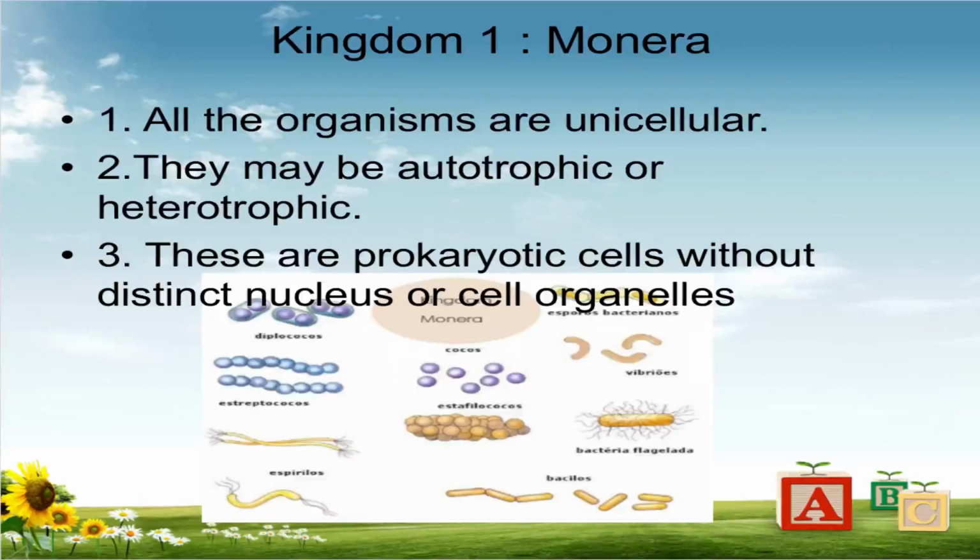Now one by one we see in detail the characteristics of all 5 kingdoms. Kingdom 1, Monera. In Monera, all living organisms are unicellular, and they may be heterotroph or autotroph. The autotrophs make their food on their own, and heterotrophs depend upon other organisms for their food. These are prokaryotic cells without a distinct nucleus or cell organelles. Examples are bacteria, Vibrio, Streptococcus pneumoniae, and Salmonella typhi. Then we can also say Treponema pallidum. These are examples.